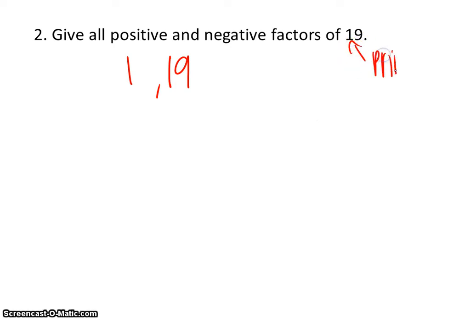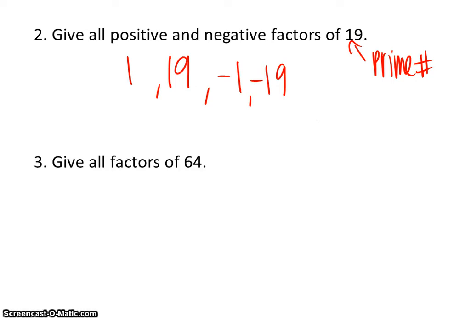Okay, prime number. But it also asks for the negative, so I can do a -1 and a -19 because a -1 times the -19 equals a positive 19. Okay, number 3, give all factors of 64. Now it's asking for all factors, but we assume it's only positive. So we're going to say 1, 64.